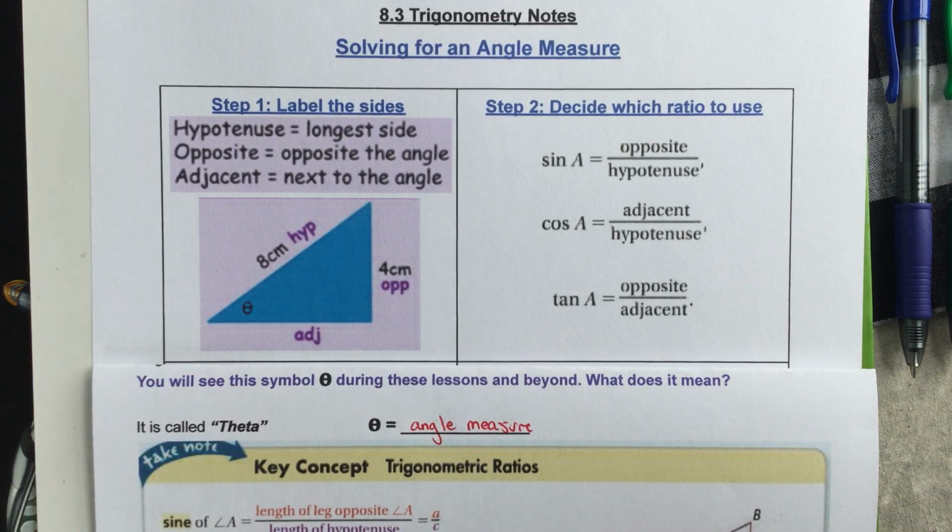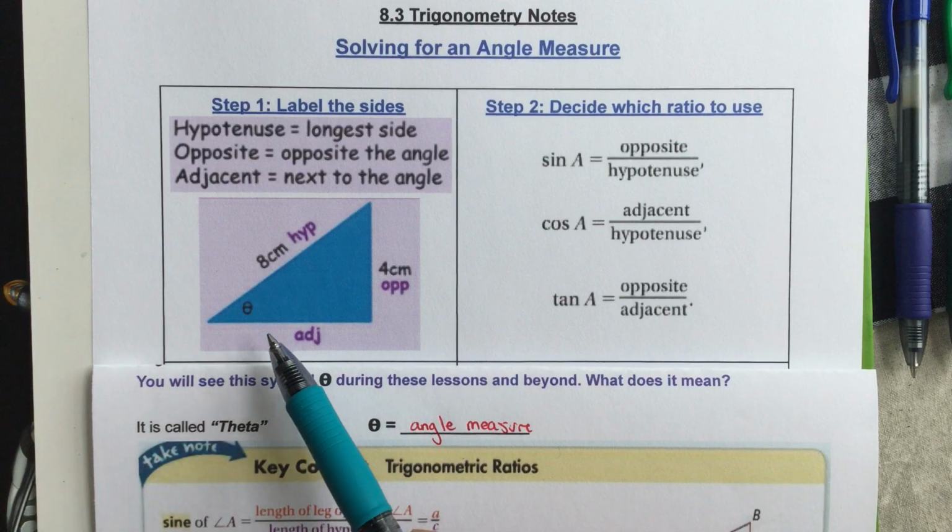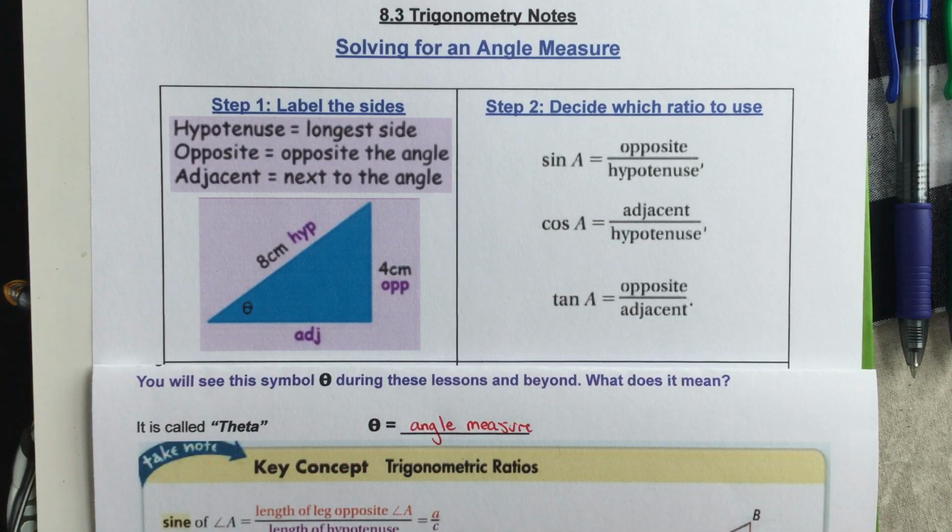In this video, we're going to continue our lesson on trigonometry. So far, we have learned about how to label the sides of our triangle based off of where our angle measure is located that we're looking at. We use the symbol theta to represent that angle measure. We talked about trigonometric ratios, sine, cosine, and tangent. And so far, we've talked about finding missing side lengths. So in this lesson, we're going to look at finding missing angle measures.